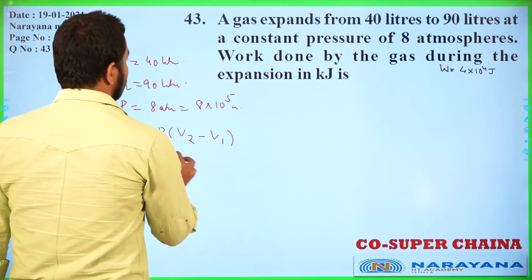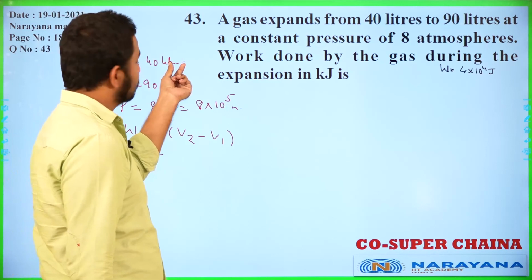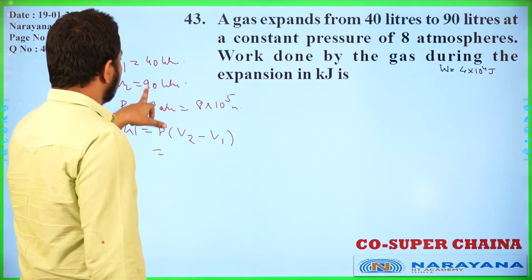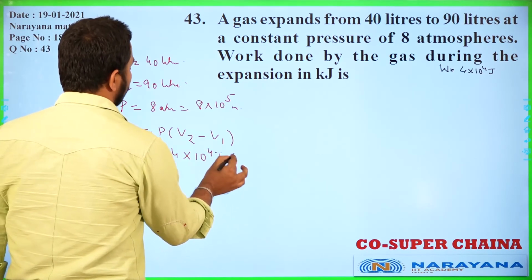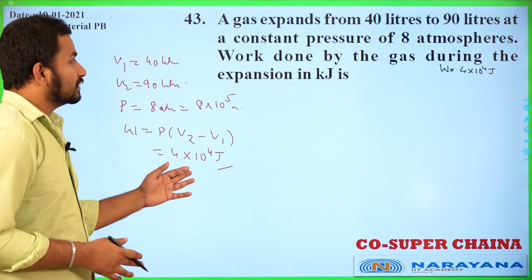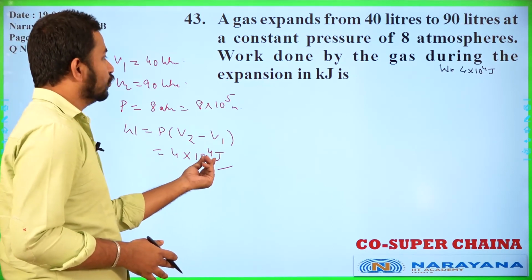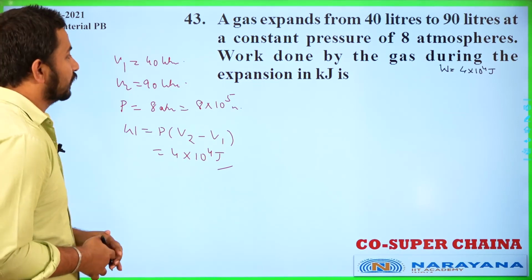Just substitute the values here, and convert this, it will be 0.04. Accordingly, we will substitute the value. Work done will be 4 into 10 to the power 4 joule. That is the answer of this question, student. This is the value in joule. We can convert this into kilojoule by dividing by 1000.